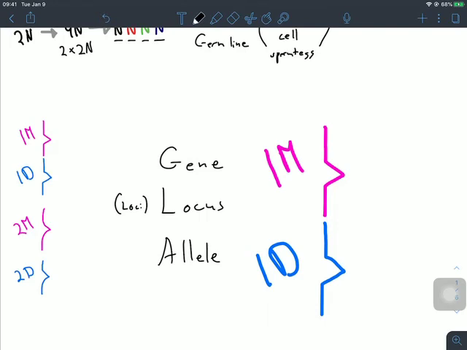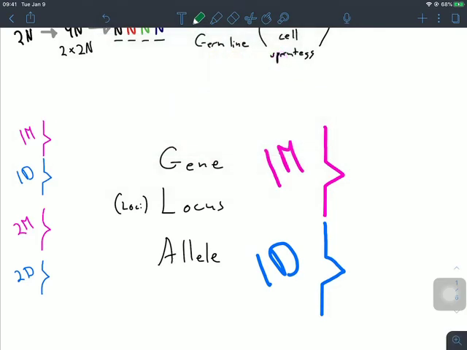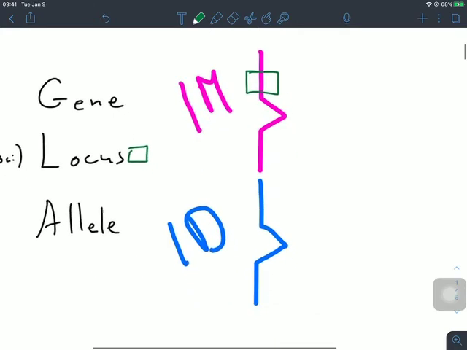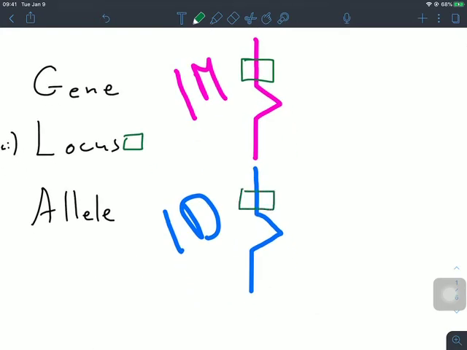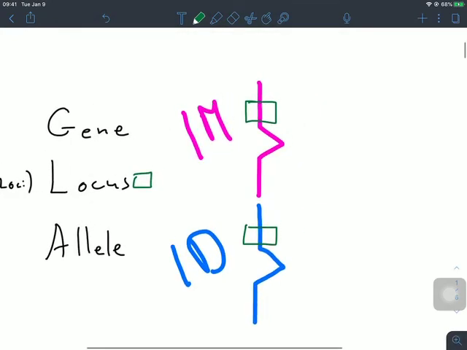The location of this gene on a chromosome is its locus. So, we can indicate the locus of a gene with a green box here. And we can say theoretically here that in both cases this is the gene for eye color on chromosome 1 of mom and chromosome 1 of dad. We don't know what eye color is given, but we do know that eye color is present.